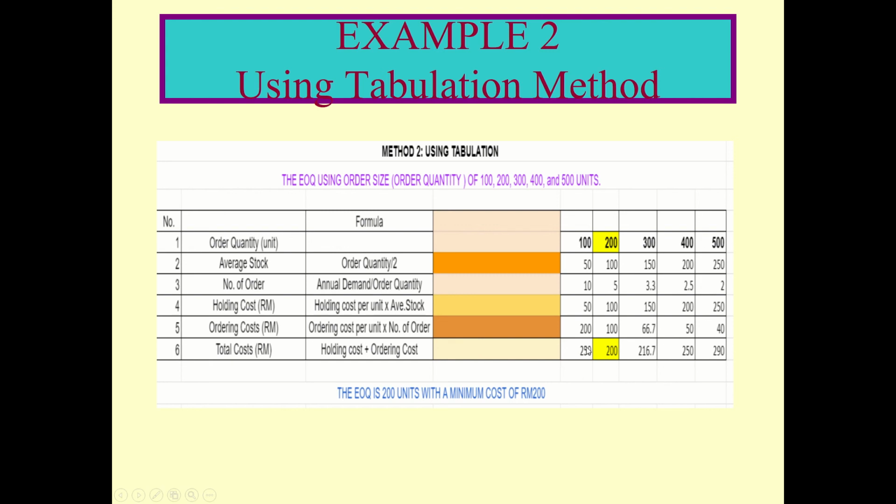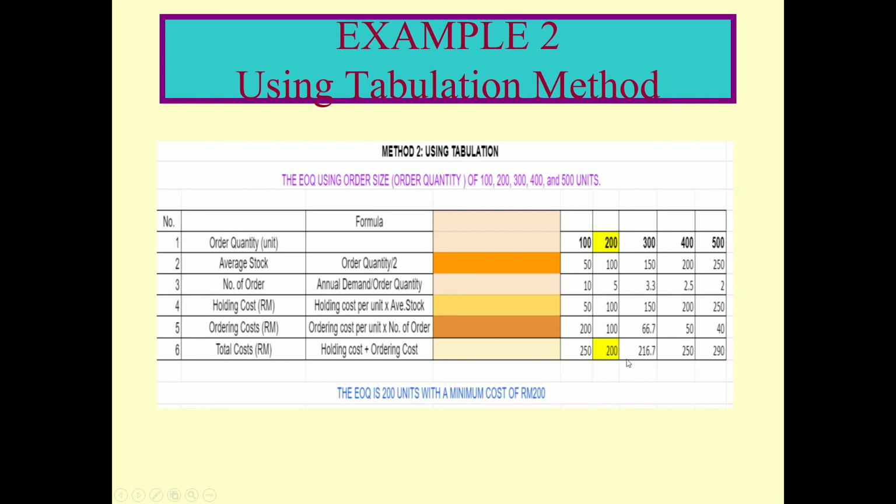And here it is given that the total cost of 100 units is equivalent to 250 ringgit. If you order 200 units, your total cost will be 200 ringgit. If you order 300 units, your total cost will be 216.7 ringgit. If you order 400 units, your total cost will be 250 ringgit. And if you order 500 units, the total cost will be much higher at 290 ringgit.